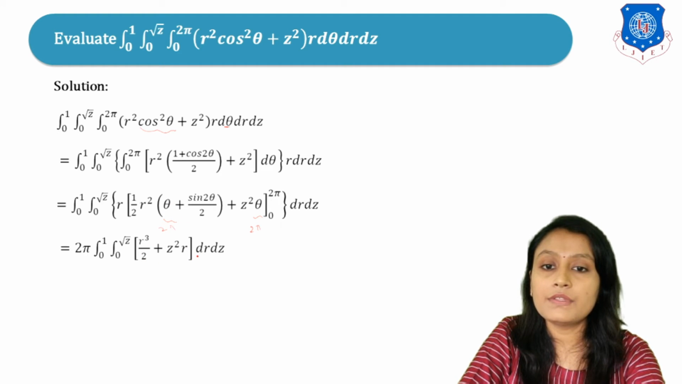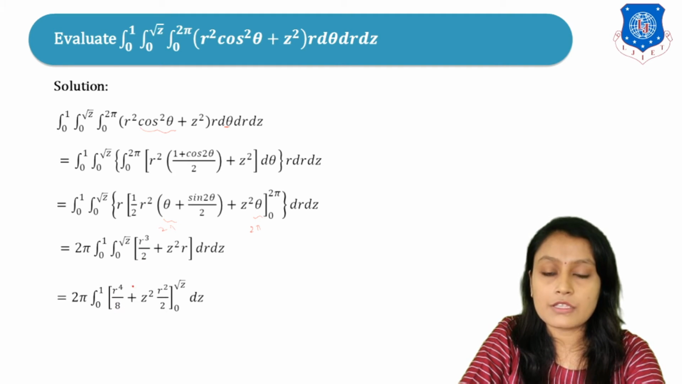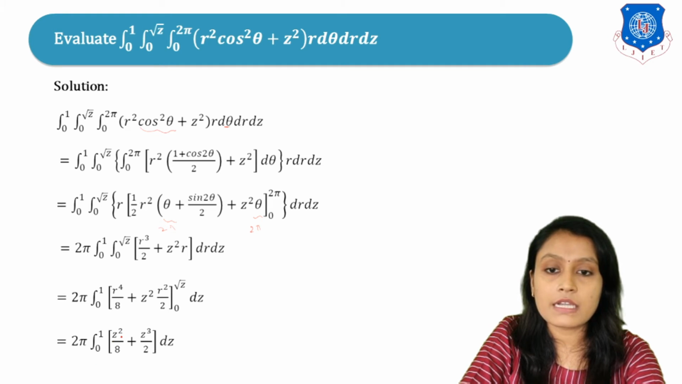Now we will integrate with respect to r and we will keep z as a constant. So you will get this integration as r raised to 4 upon 8 plus z square as it is, integration of r is r square upon 2, and the limits are 0 to under root z. Now substitute the limits. So in place of r we have to write under root z. So you will get 2 pi integration 0 to 1, here you will get z square upon 8 plus here you will get z cube upon 2 dz.